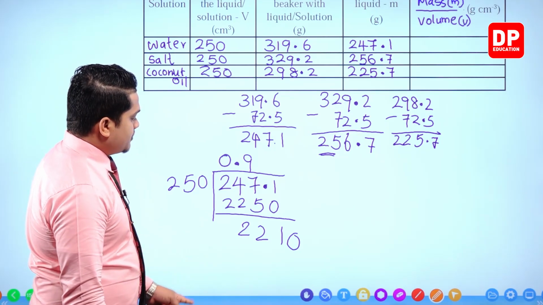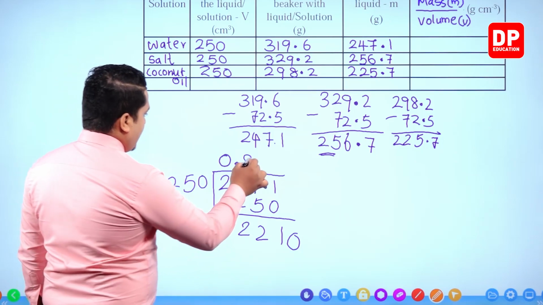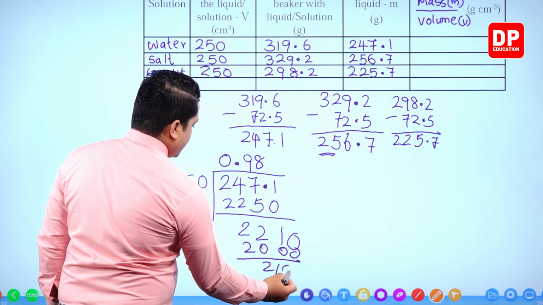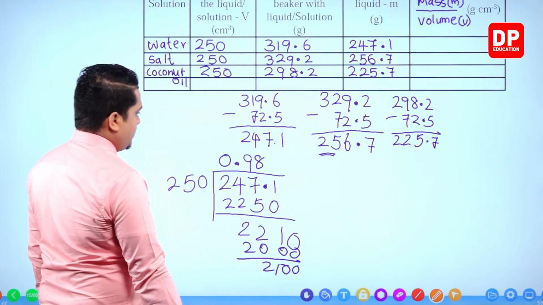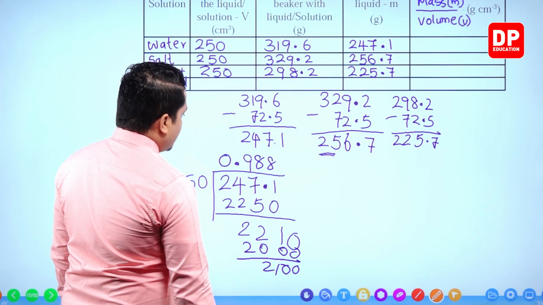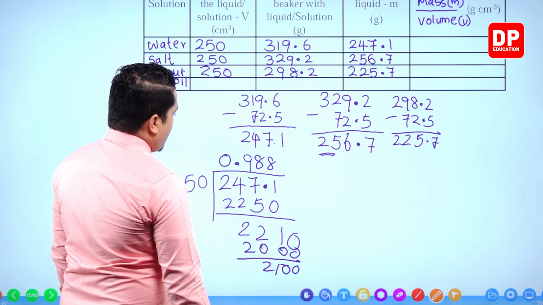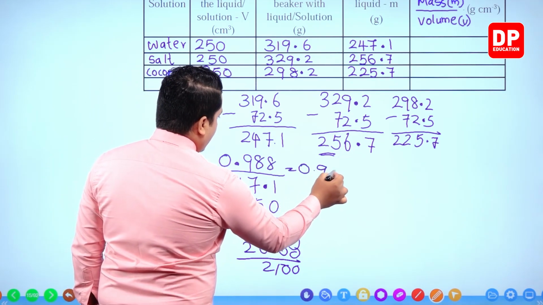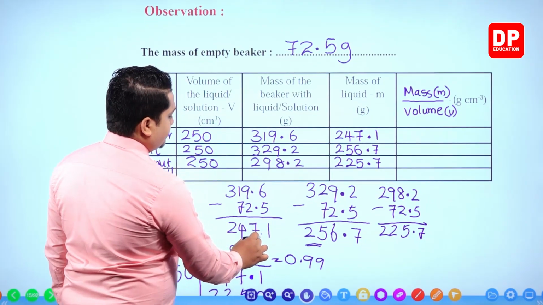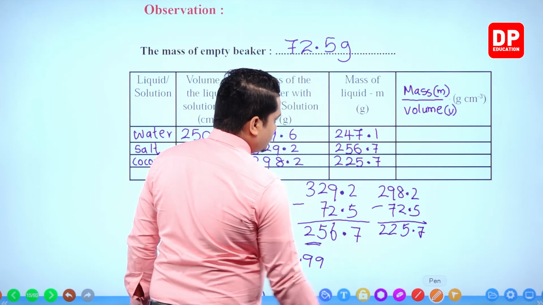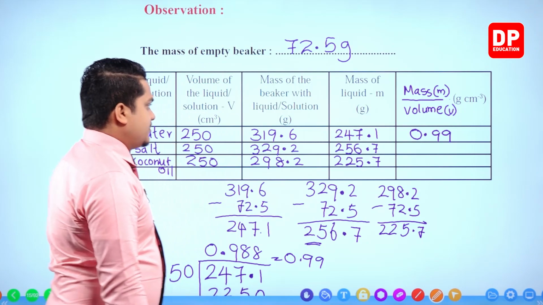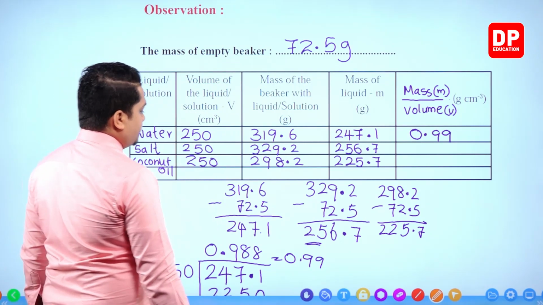Now, for 2210, there are like 8. 210 is the remainder, once again 0, once again 8. So when you round it off, it is equal to 0.99. The first one is 0.99. Then the second one.